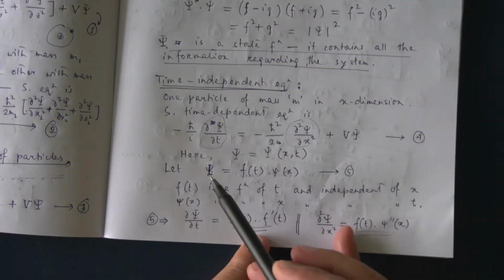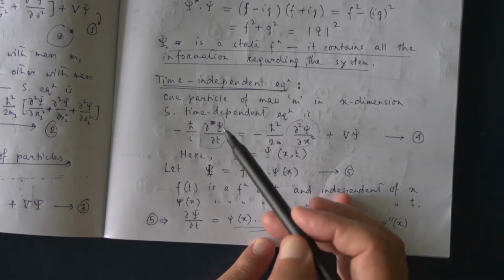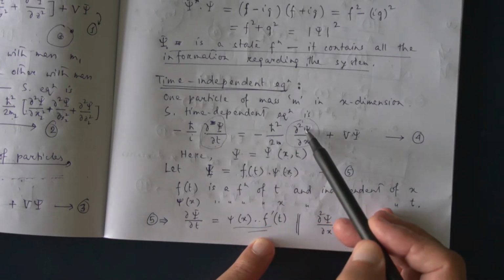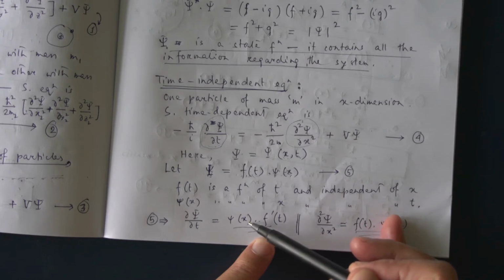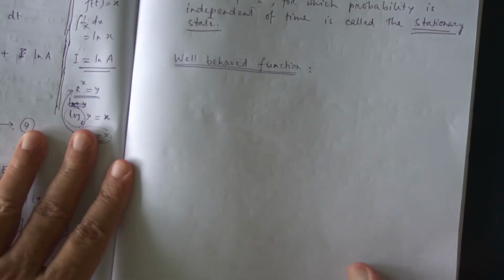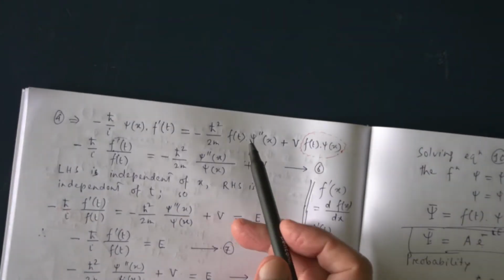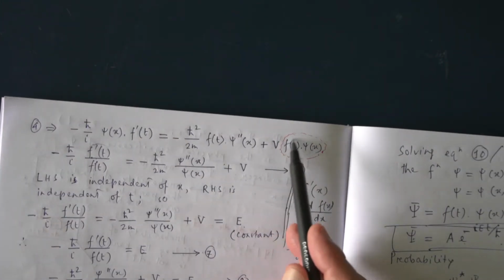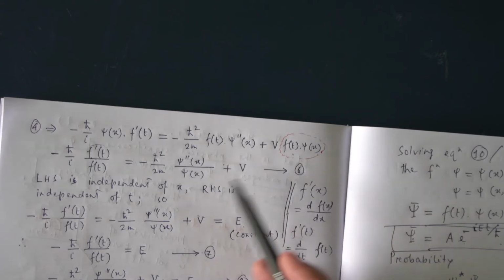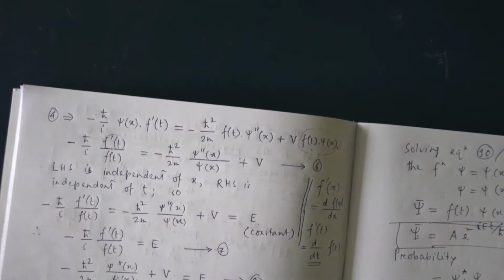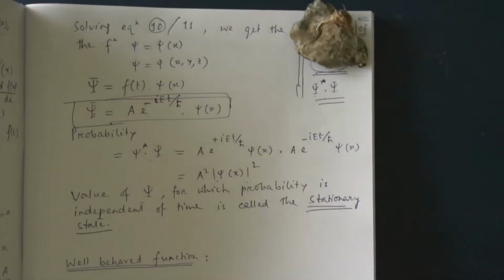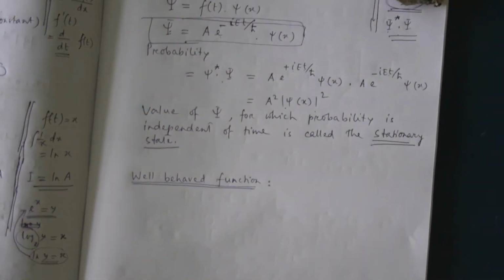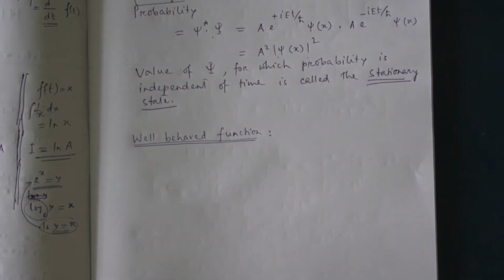Then from this assumption, we find del psi del t and del 2 psi del x square. Then we replace. Then we divide by this. In this way we divide the equation into two equations. This is also known as separation of variables.